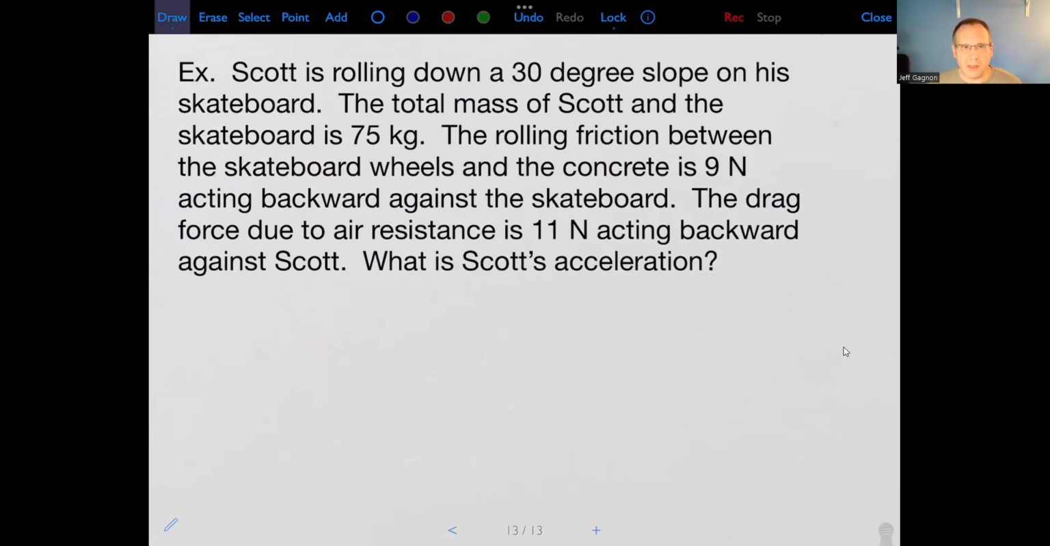The rolling friction between the skateboard wheels and the concrete is 9 newtons acting backwards against the skateboard. And you're also told that there's a drag force due to air resistance of 11 newtons acting backwards against Scott. What is Scott's acceleration? We want to figure out Scott's acceleration.